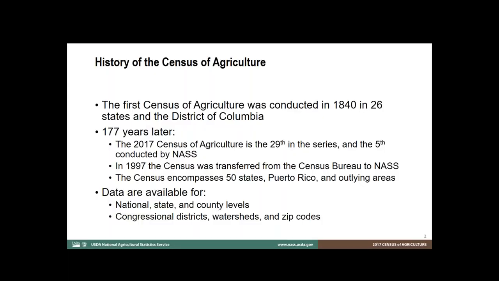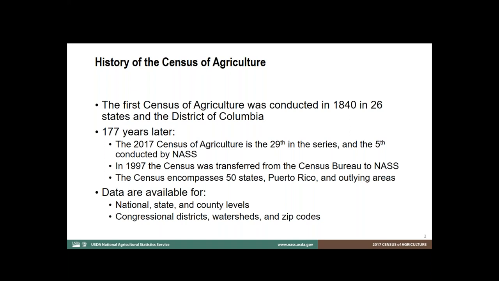It's a little slow. So NAAF has conducted the Census of Agriculture since the 1997 census. However, the history of the census stretches back much longer than that. In fact, the first census was conducted in 1840 in 26 states and the District of Columbia, as part of the population census. Almost 200 years later, we're still conducting the census.